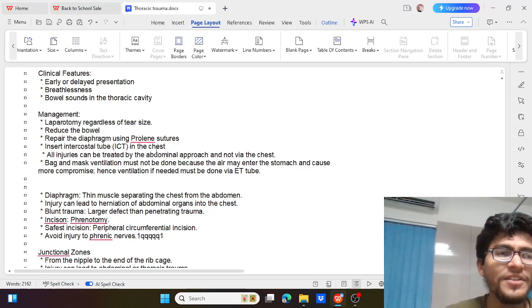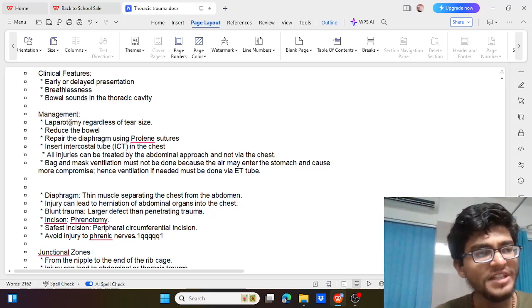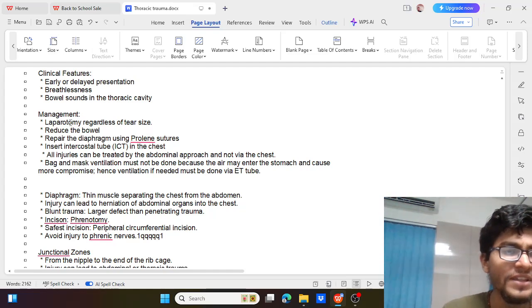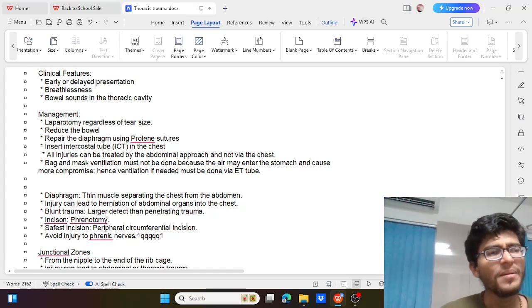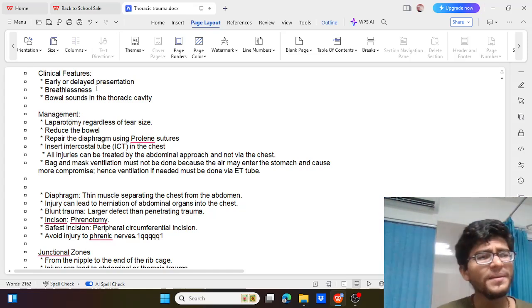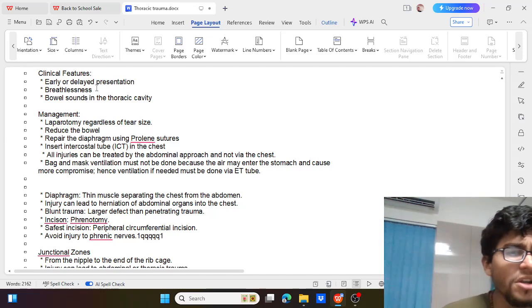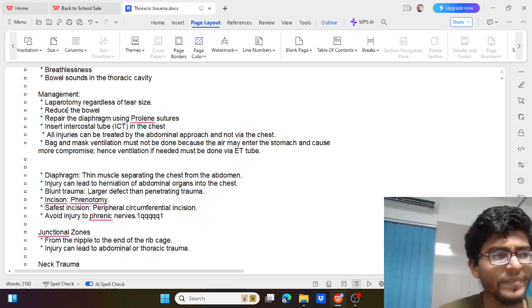Then clinical features. So what are the clinical features? It could be breathlessness and bowel sounds in the chest. These are some of the clinical features. Again, pain and all that will be there, decreased saturation and all, but mainly breathlessness and bowel sounds in the thoracic cavity. And how do we manage these?